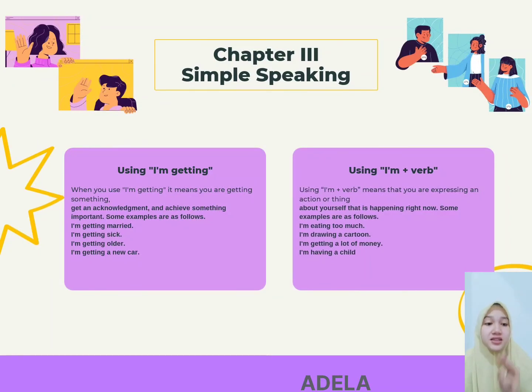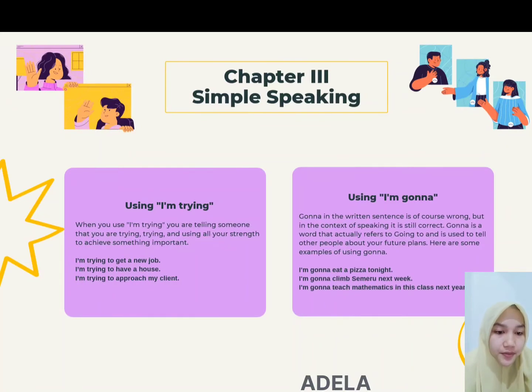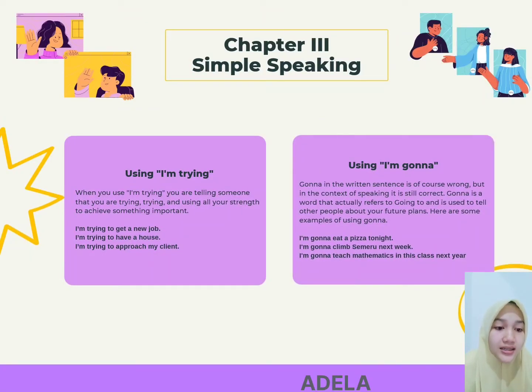Next, chapter 3, simple speaking. Using I'm trying. When you use I'm trying, you are telling someone that you are trying, and using all your strength, to achieve something important. The examples: I'm trying to get a new job, I'm trying to have a house, I'm trying to approach my client.